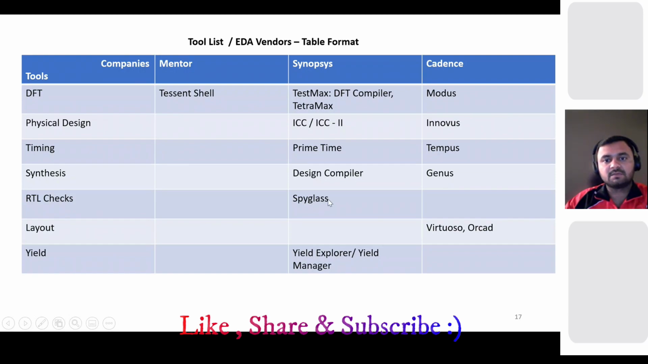For RTL checks, we have Spyglass from Synopsys. For layout, we have Virtuoso and OrCAD. OrCAD is basically for educational purposes; in industry, they don't use this. They use Virtuoso, which is from Cadence. And yield is nothing but how many good chips you have out of the total chips. Yield Explorer and Yield Manager are tools from Synopsys, and we use them to analyze that. So these are some tools which we use extensively across the industry, just for your information.